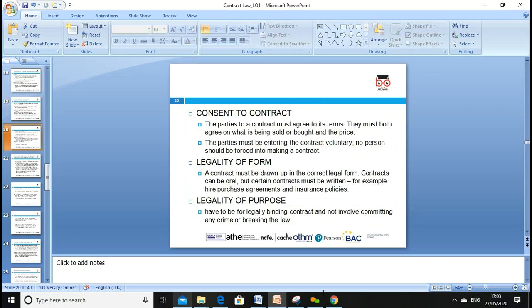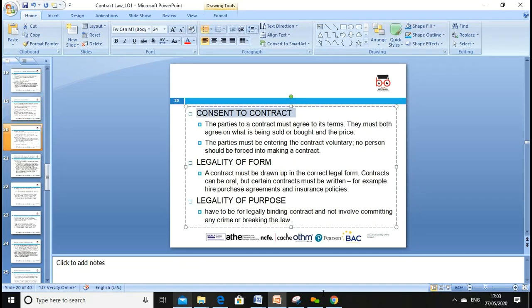Then we have consent to contract. Consent is very important. They must agree the terms and both must agree. Sometimes it's very difficult. This is a very gray area. If you read the full contract of any company, maybe you would say, sorry, I'm not going to be in a contract, it's so lengthy. But we need to look at legality too.